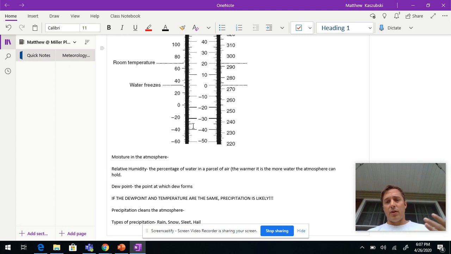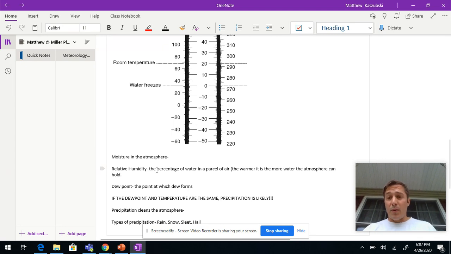And then there's moisture. I'm going to talk more about moisture on Wednesday. But moisture in the atmosphere, we have humidity. How humid is it, right? That's the percentage of moisture in the atmosphere. If there's more moisture, it's a higher humidity. If there's less moisture, it's a lower humidity. If there's 100% humidity, there's going to be some form of precipitation, right? Like right now, it's raining. It's 100% humidity. The dew point is the point at which dew forms.